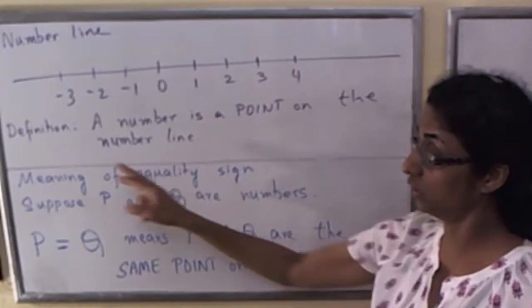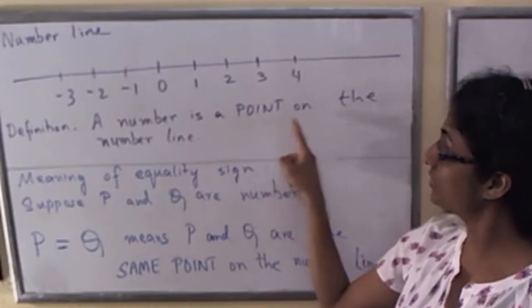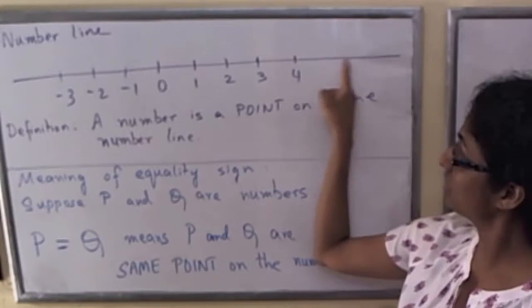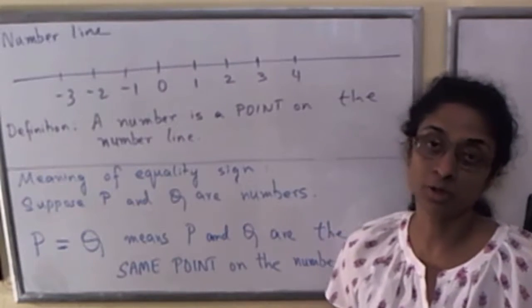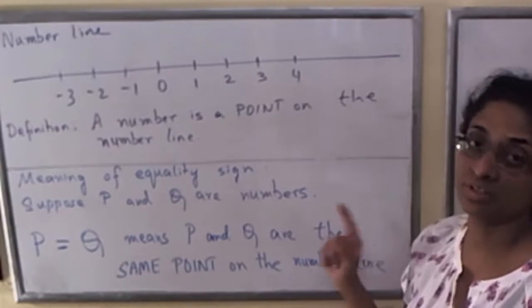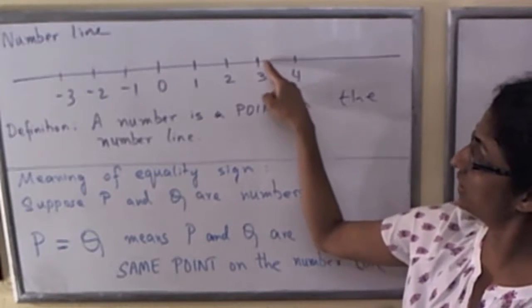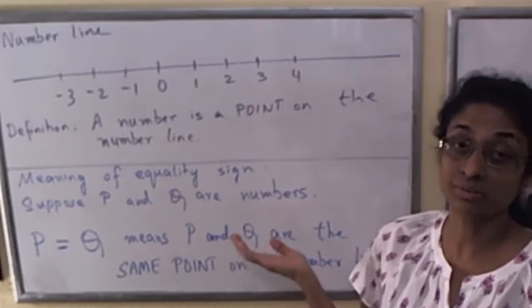And you will also recall the definition of a number. A number is a point on the number line. So what this means is on this number line you have so many points. You have an infinite number of points. Every point is in fact a number, and some of these points you can see are labeled and the other points are not labeled, but they're still numbers.